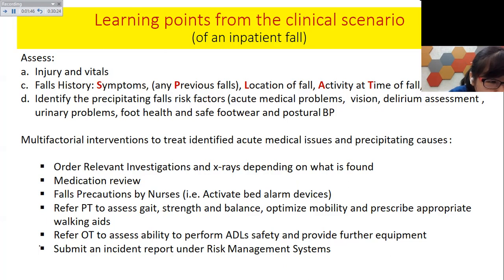We also want to refer to the occupational therapy to assess the ability of this individual to perform ADL safely and to provide further equipment if necessary to maintain independence. However, if deemed to be not safe, then the nursing will need to be informed and assistance is required. Lastly, to submit an incident report under the risk management system of this patient's falls so that more investigations can be done if necessary to prevent future inpatient falls.